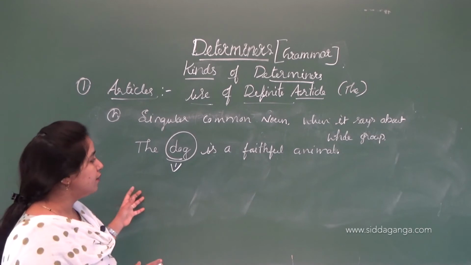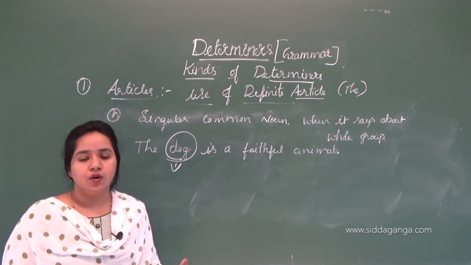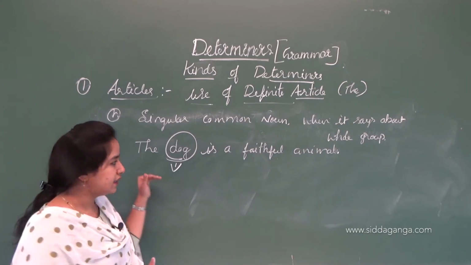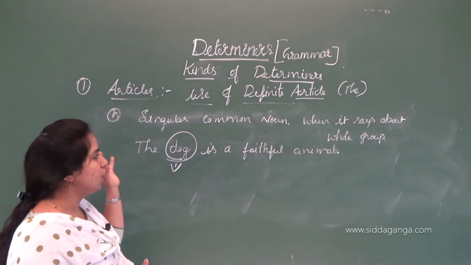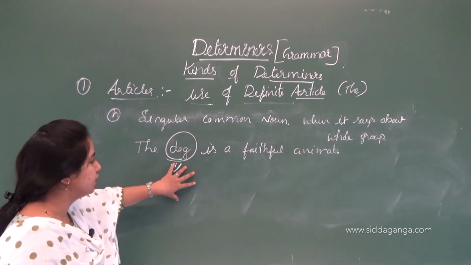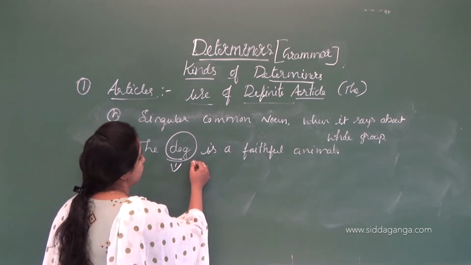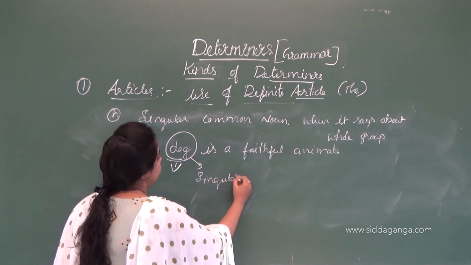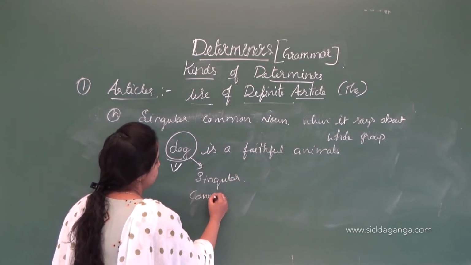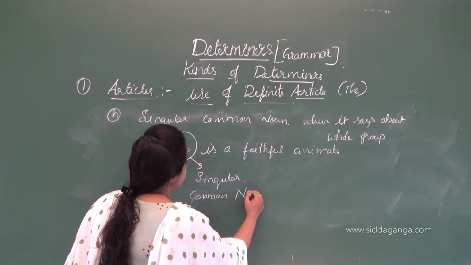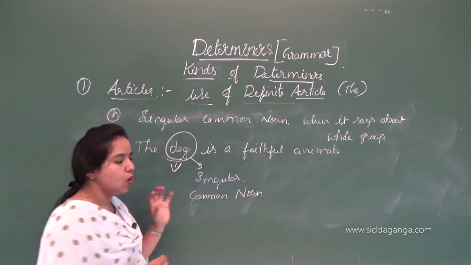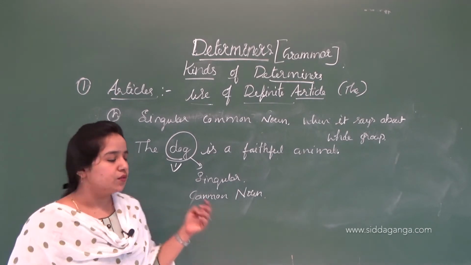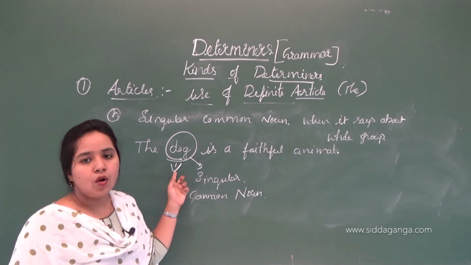Okay. So it comes to the whole family of dogs. So all dogs are faithful. Then it comes to the common noun singular. You can see that the word dog is not used in the plural here. It uses a singular noun. Singular, but it is a common noun. It says about all dogs. So in that case we are using the before the common noun.